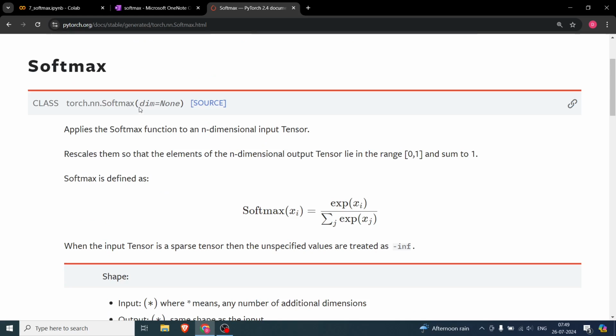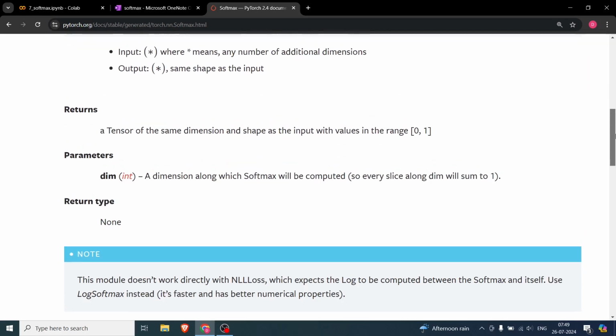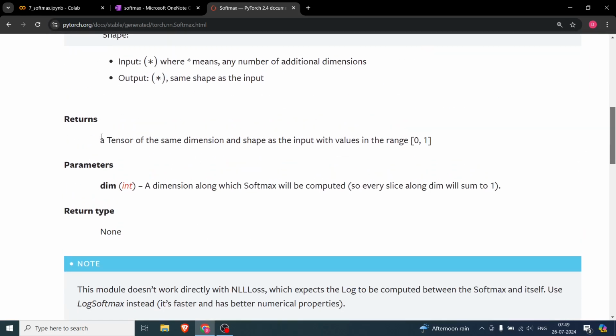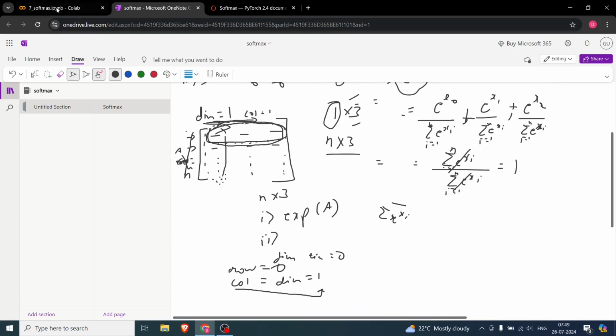So what is dimension? I explained over here. Dimension is basically across which dimension you are doing it. You can see it as a dimension along which softmax will be computed. So across, along, doesn't matter. Return type is none, not required. What it returns is a tensor of the same dimension, as I have explained. It will be a probability distribution. Okay, so let's see some code over here.